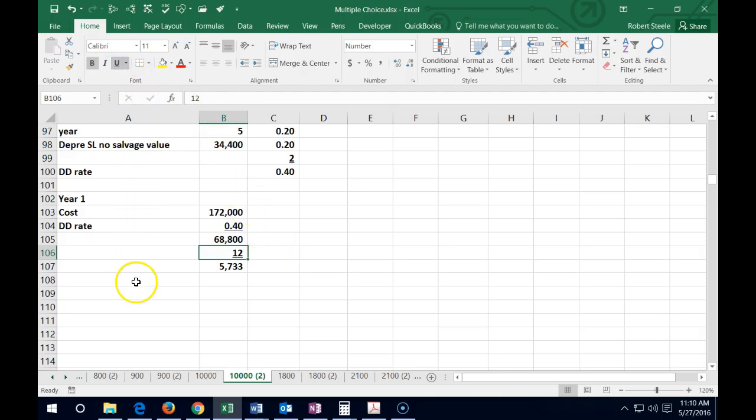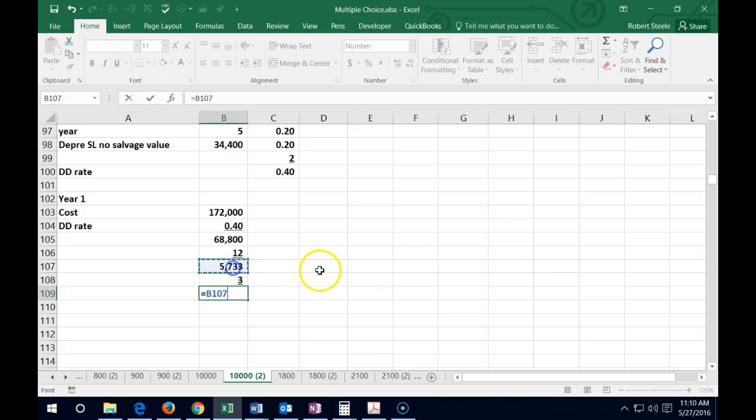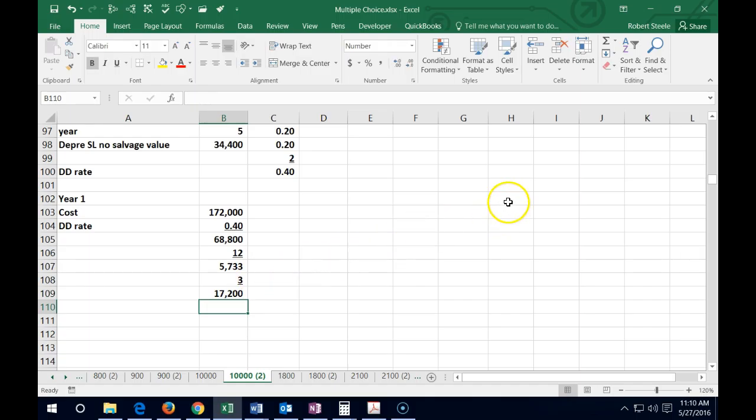And then say how many months have passed then? 3 months have passed. So I'm going to go ahead and underline that. And so therefore, if it's this 5,733 per month times 3 months, that'll give us the 17.2 in the first year. Note that that also could have been calculated over here. This is how a book will normally calculate it.